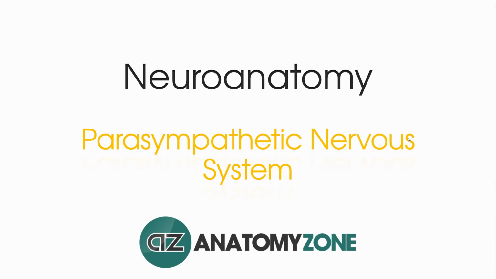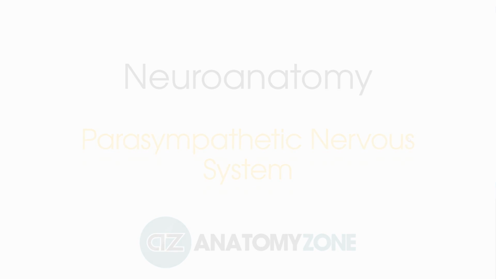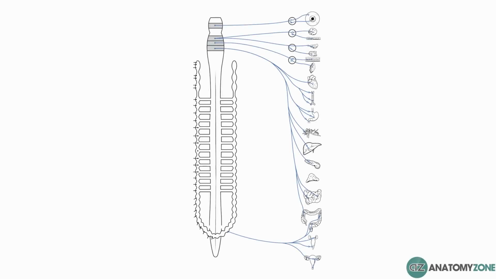Hi, this is Peter from Anatomy Zone, and in this tutorial we're going to take a look at the anatomy of the parasympathetic nervous system. So the parasympathetic nervous system has cranial and sacral components.